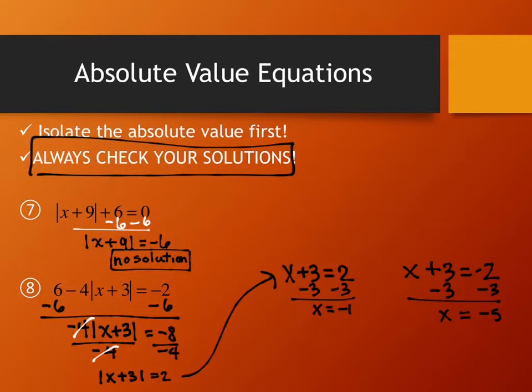So we're going to go back to the original equation, which said 6 minus 4 times the absolute value of x, so negative 1, that's one option, negative 1 plus 3. And I want to know if that equals negative 2. And then the other one is 6 minus 4 times the absolute value of negative 5 plus 3 equals negative 2.